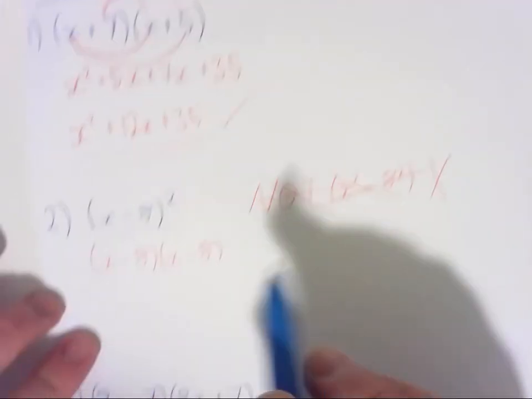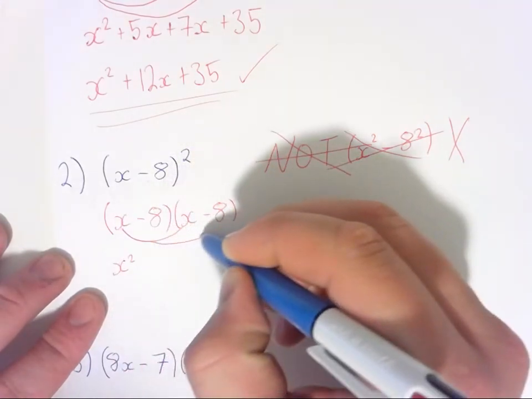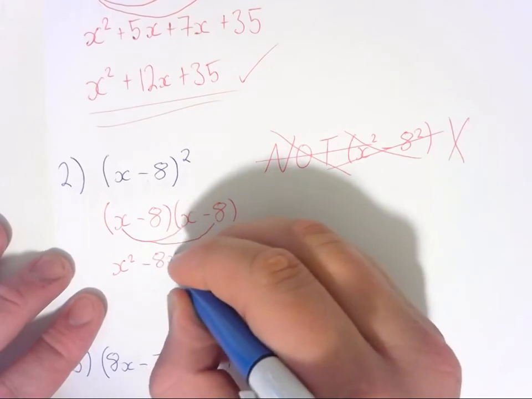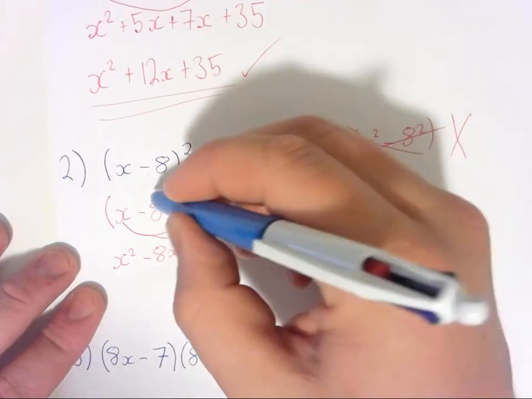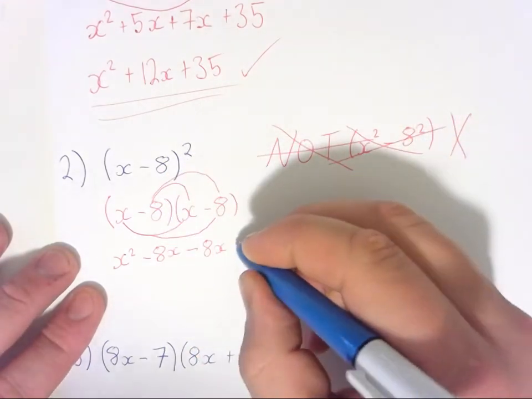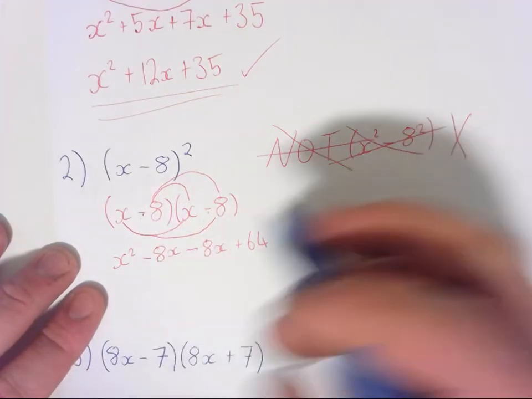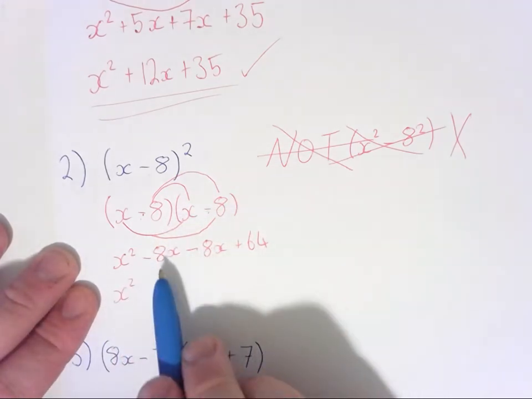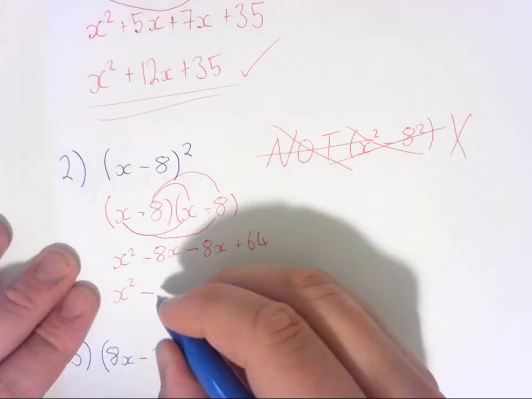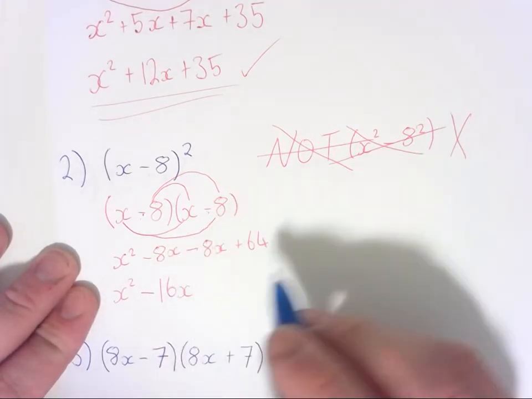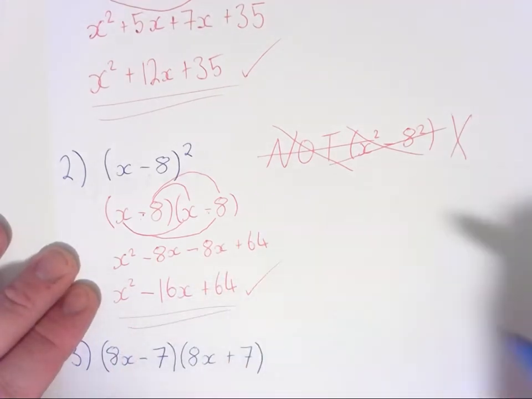So we're going to do the same sort of thing. x times x is x squared. x times negative 8 is negative 8x. Negative 8 times x is another negative 8x. Negative 8 times negative 8 is positive 64. You must include the signs in front of the numbers. Collect my like terms. Negative 8x, take 8x, negative 8 subtract 8 is negative 16x plus my constant plus 64. Again, stop there because that's my answer.